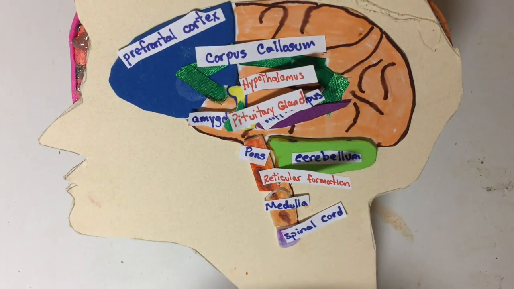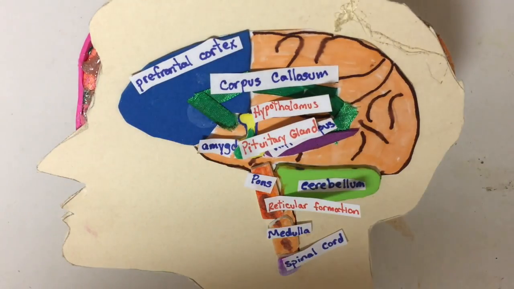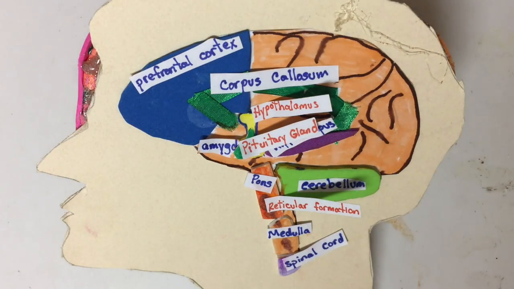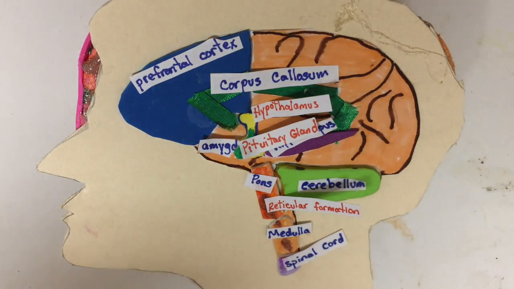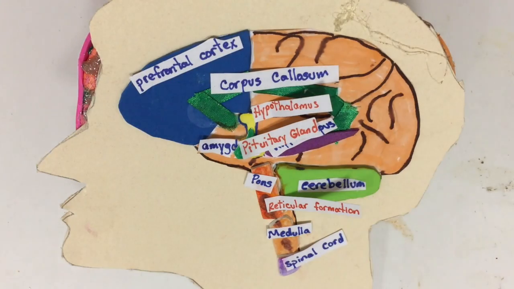Then we have the corpus callosum, and what that does, it's basically the bridge of fibers passing information between the two cerebral hemispheres. And then lastly, we have the prefrontal cortex. And what that is, it's basically implicated in different varieties such as behavior, planning, and it also contributes to personality development. And that is all for the brain.